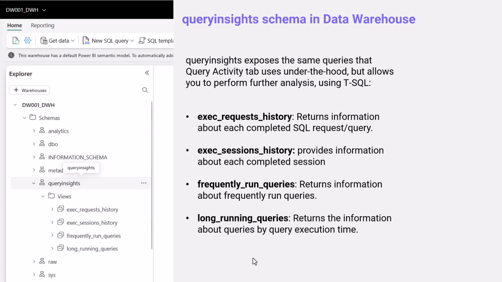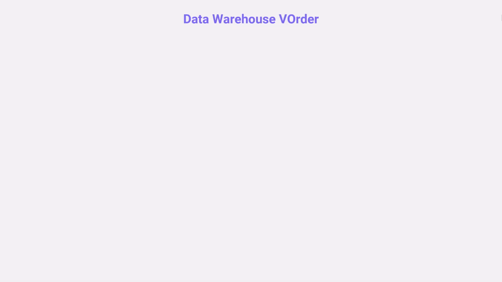Now, if you don't want to be using that nice user-friendly UI to perform your analysis of those logs of your previous runs, we also have access to this query insights schema, which has 4 different views in it: exec requests history, exec sessions history, the frequently run queries, and the long running queries here, which essentially surfaces the same data, but it's accessible via T-SQL.